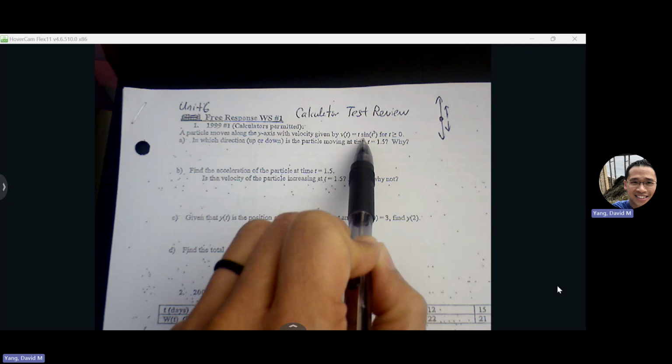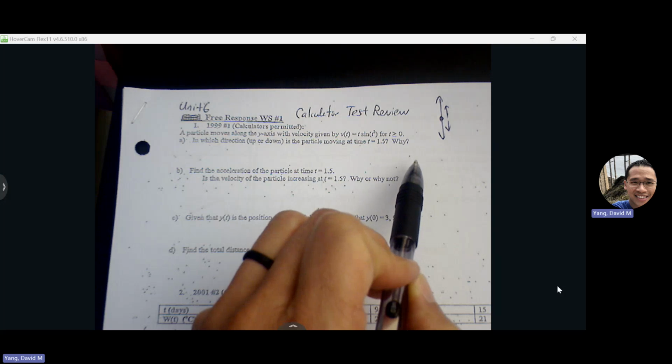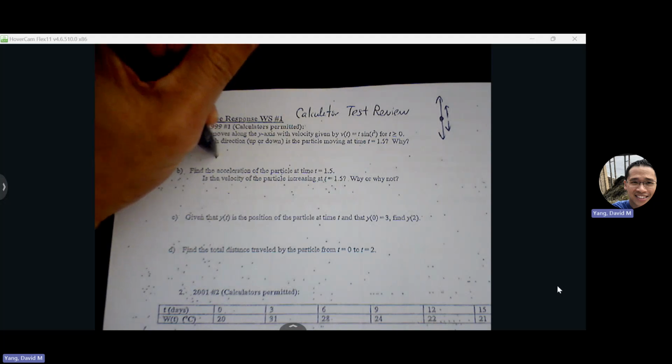We can just plug in 1.5 for t, and whatever we get, we'll just be able to know which direction it's moving, right? If we get a positive velocity, that means it's moving up. Negative velocity, it'll be moving down. So we're just going to plug 1.5 directly into the velocity function.